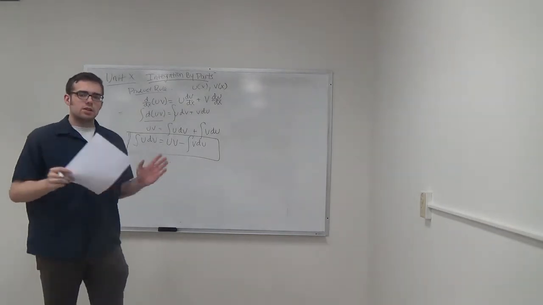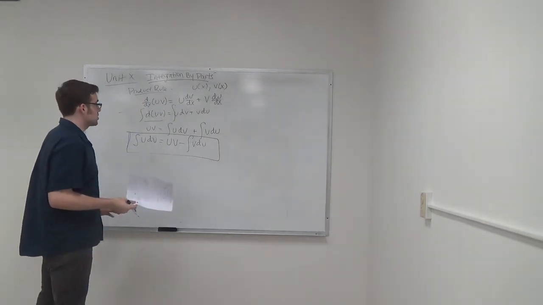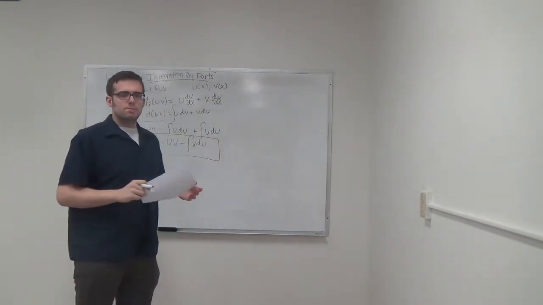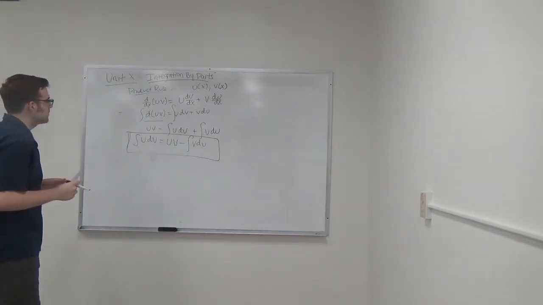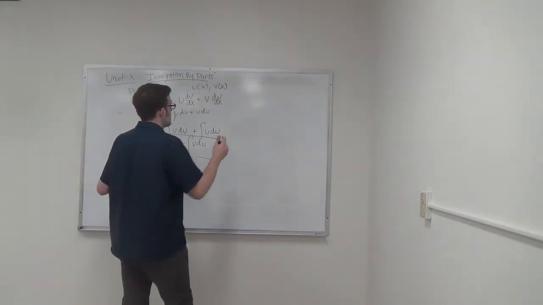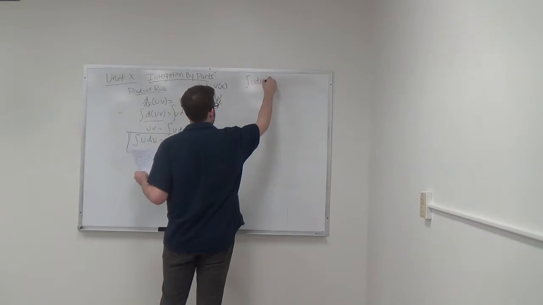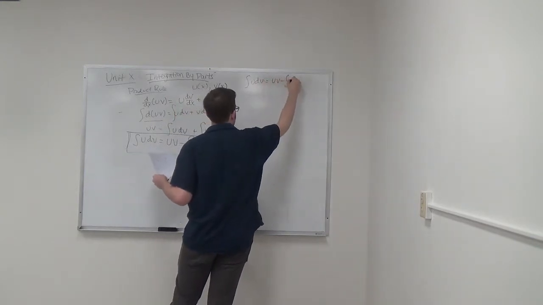That's the derivation of the equation for integration by parts, and it's best seen through example. So let's just rewrite this up here. The integral of u dv is equal to uv minus the integral of v du.